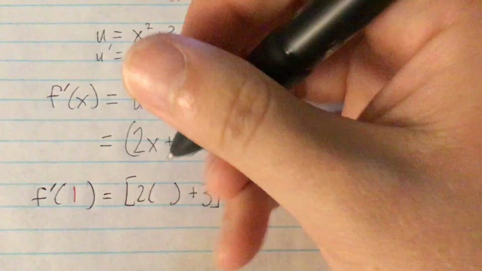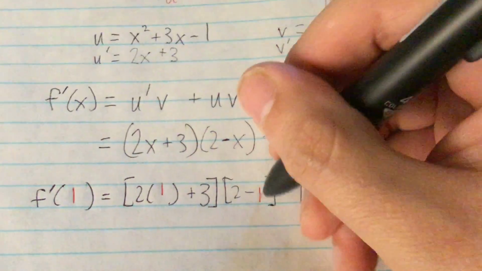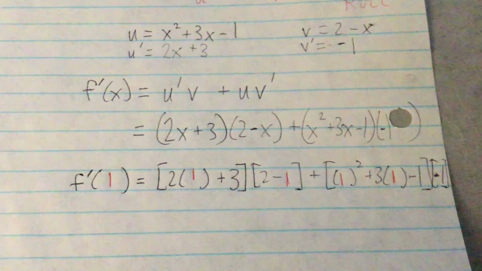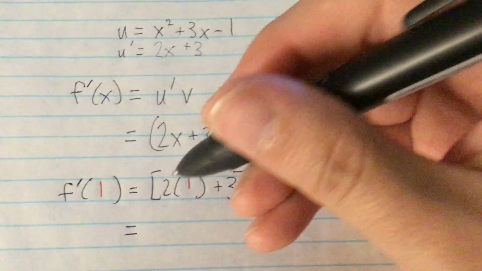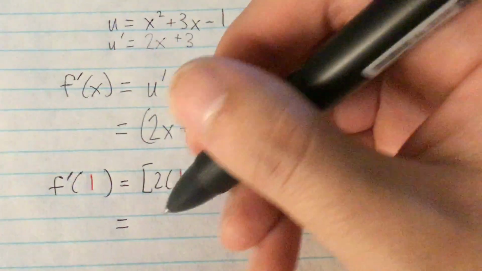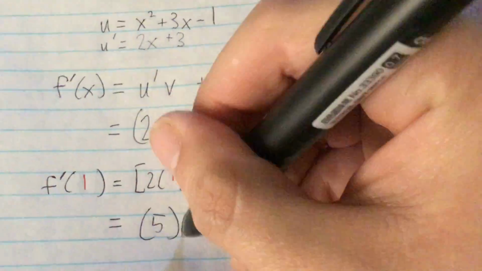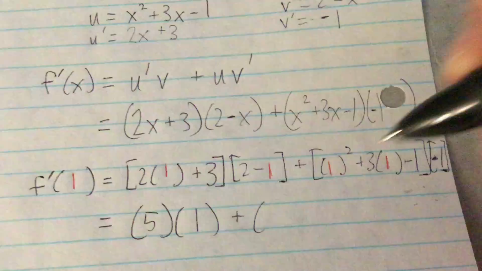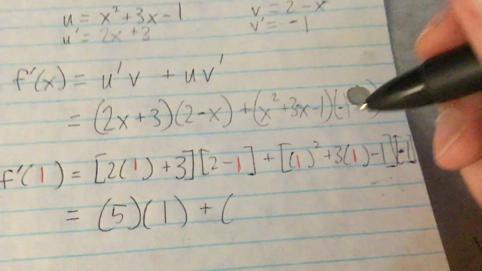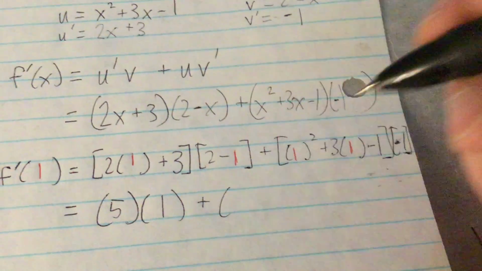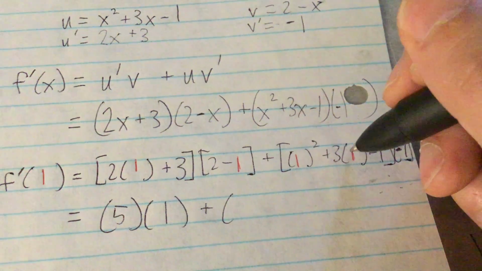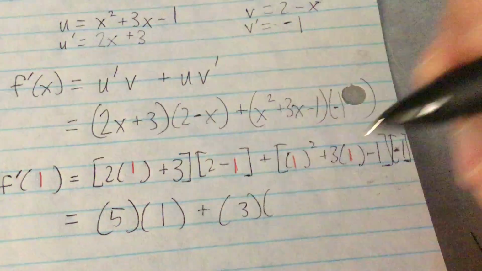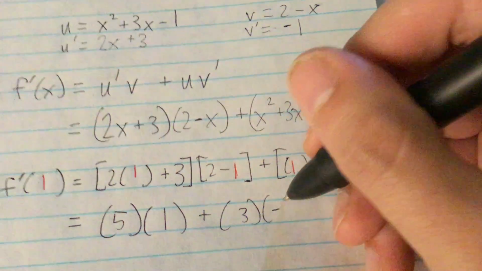So I'm going to plug in x equals 1. And then I'm not going to squish everything in one place. So that means, all right, 2 times 1 is 2. 2 plus 3 is 5. 2 minus 1 is 1. Plus, let me just do this quickly. 1 squared is 1. Well, 1 plus 3 minus 1, that is just 3. Times negative 1 is, there we go.